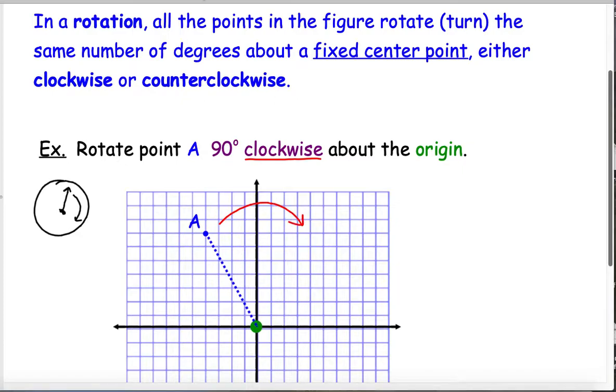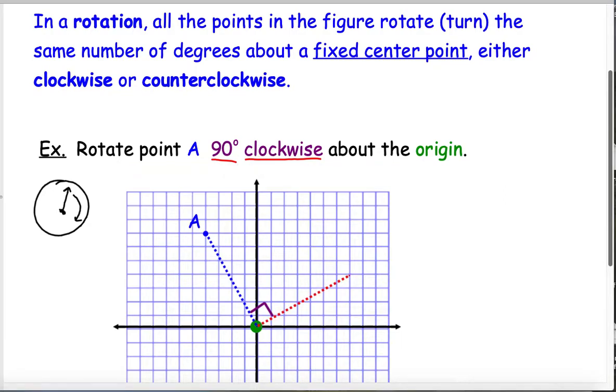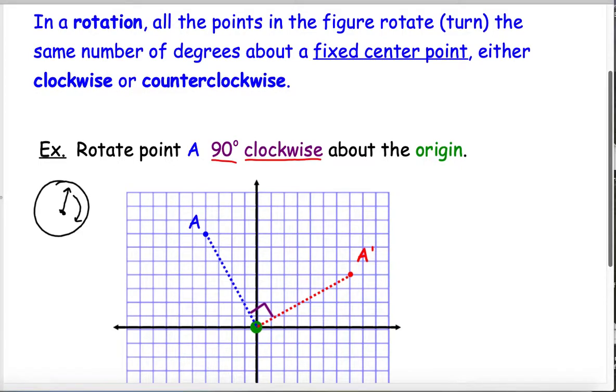Now, 90 degrees, we know what a 90-degree angle is. So if I make a little 90-degree angle here, and then I extend it out, there is going to be A prime. Now that segment, that string, doesn't change length, so it's still the same length. So this is how I like to, let's go with red, let's make a little arrow.